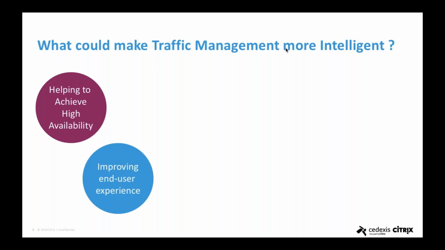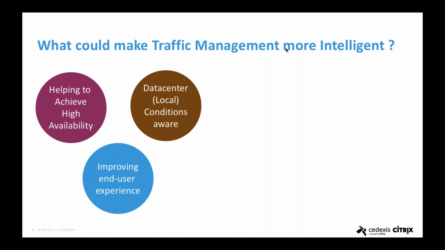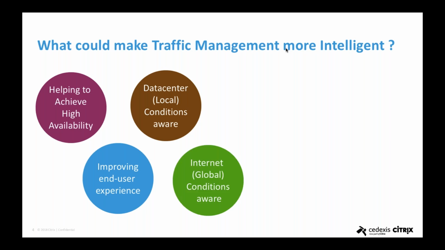Secondly, how it could improve the end user experience. Then we could also use the local data center conditions, like internal error rates and internal load. So basically get some information from what happened inside the data center or inside the cloud instances, and use that as part of the traffic management solution.